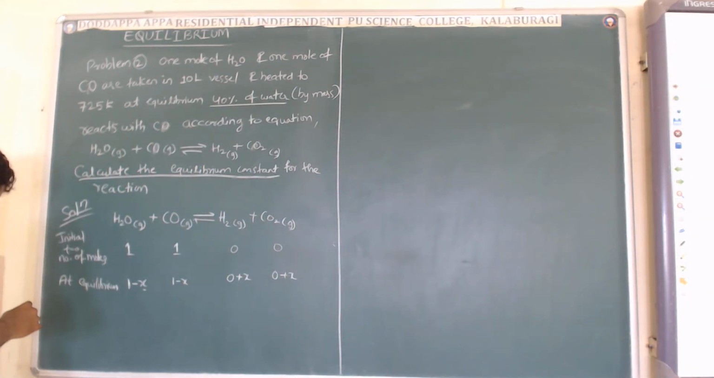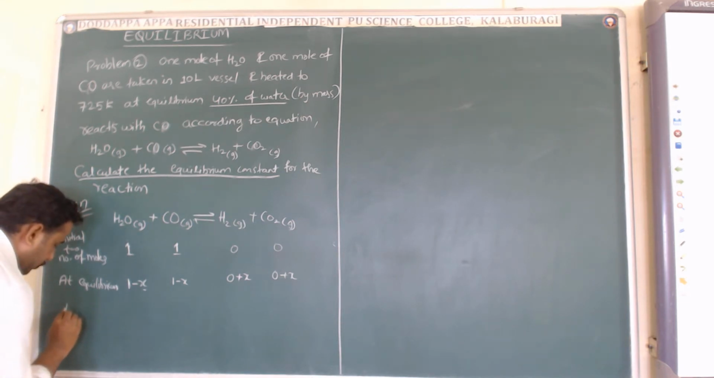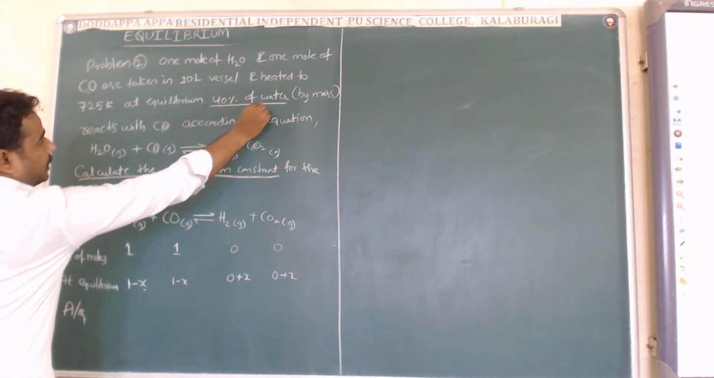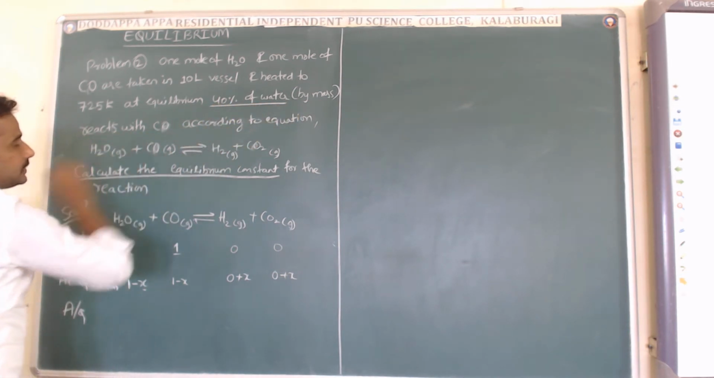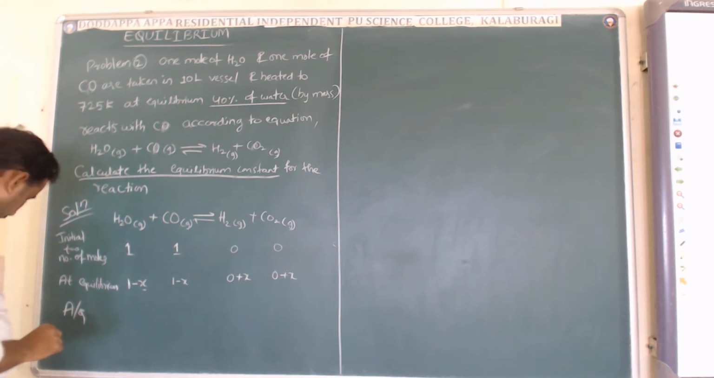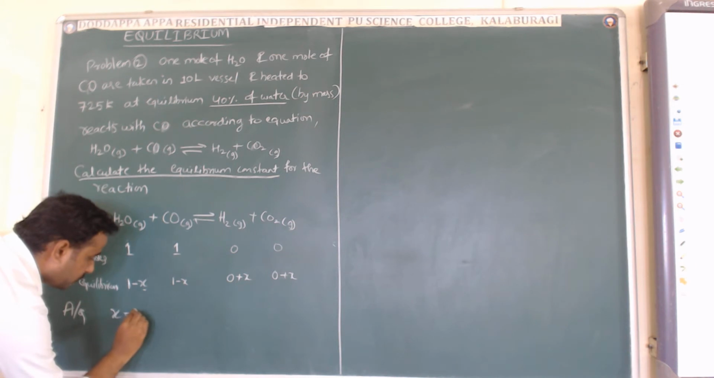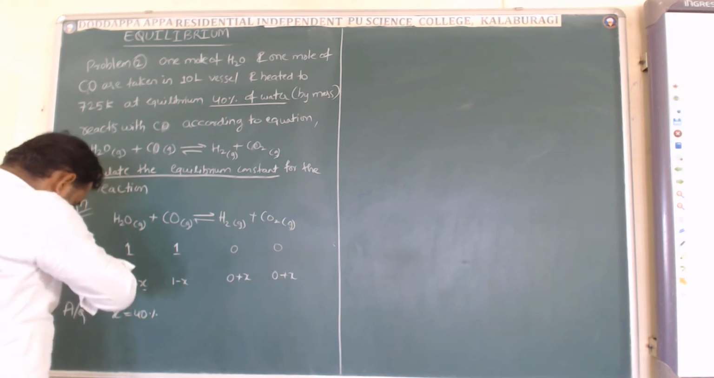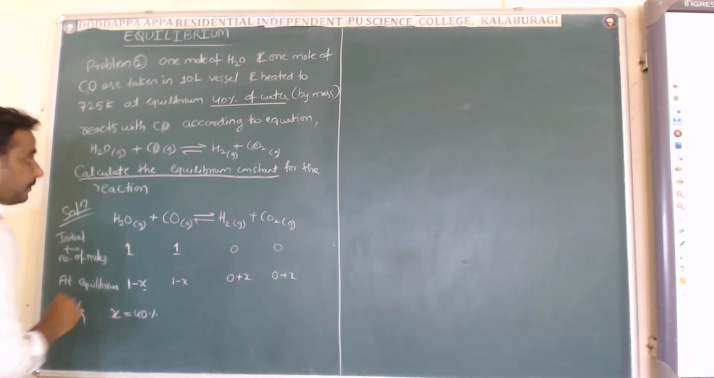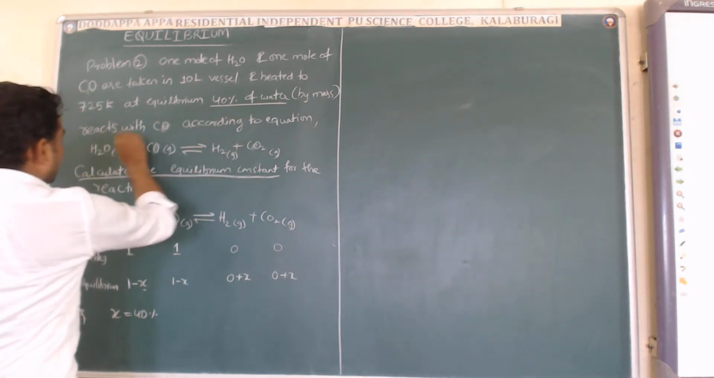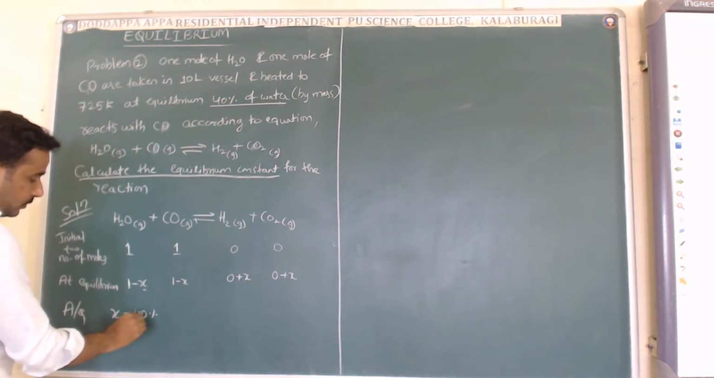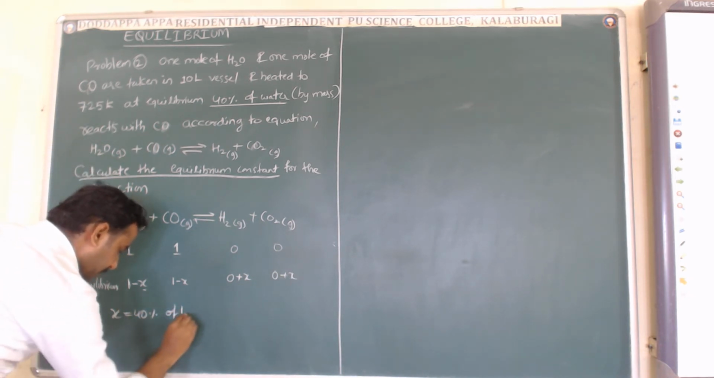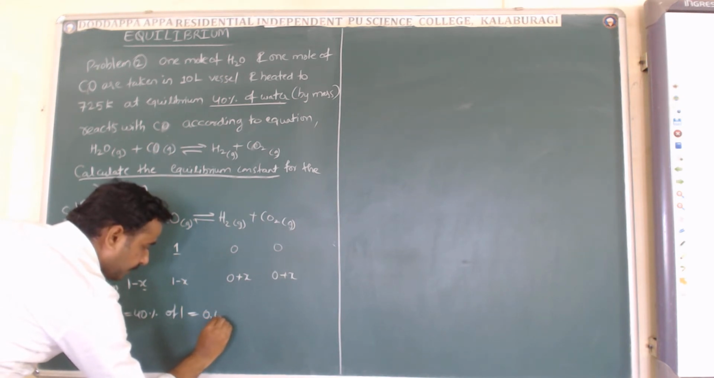Next, you have to write what x is equal to. According to the question, what is given? You see here, 40% of water by mass reacts with CO. You have to remember that. So according to the question, x is equal to 40%. 40% of water is converted and reacts with CO. So x is equal to 40% of 1, which is 0.4 moles.